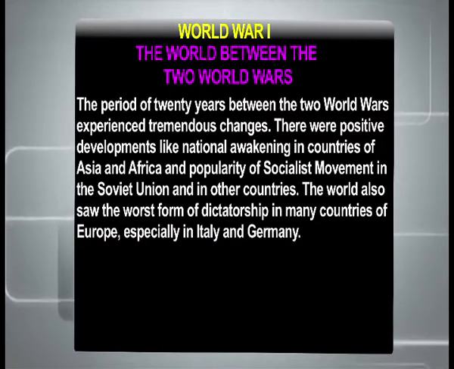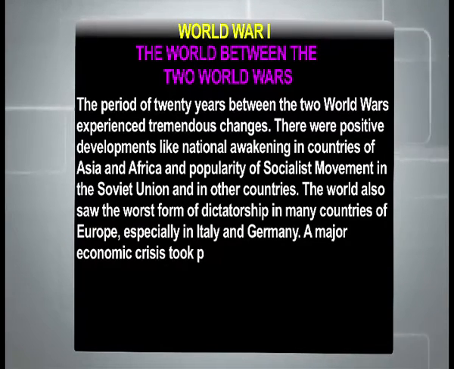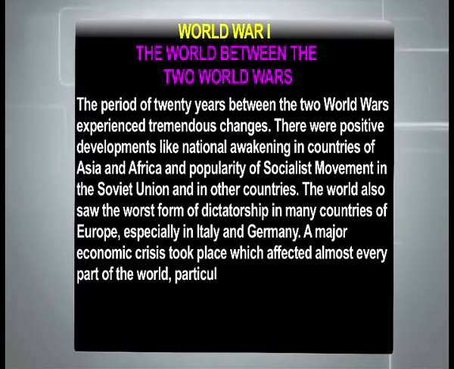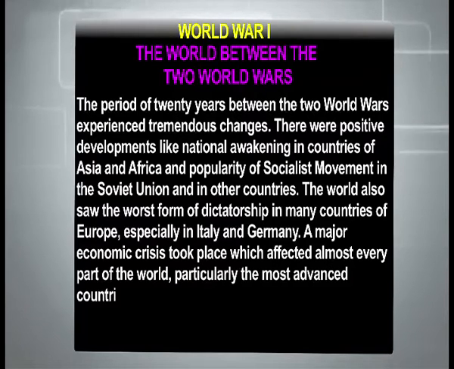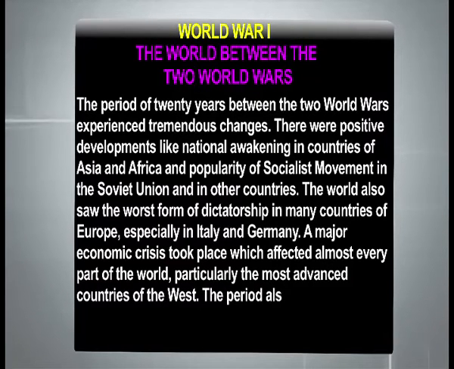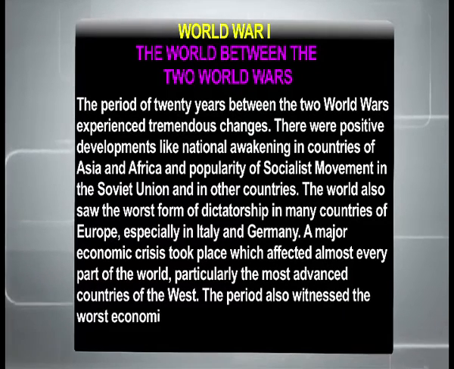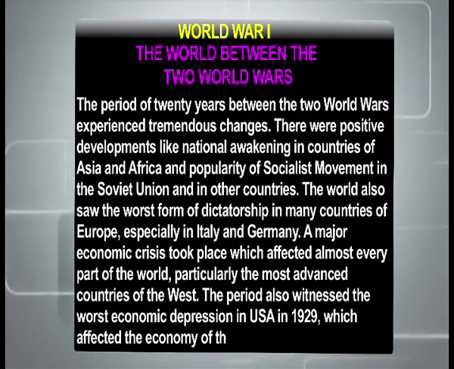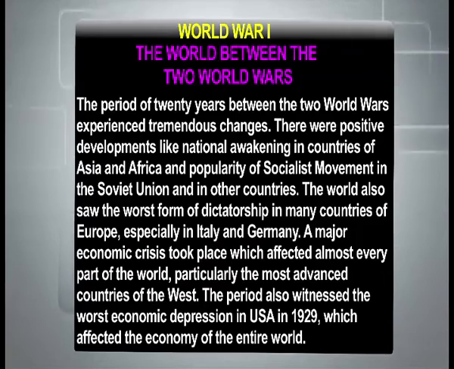A major economic crisis took place which affected almost every part of the world, particularly the most advanced countries of the West. The period also witnessed the worst economic depression in the United States in 1929. This depression affected the economy of the entire world. Now, let us see what were the causes for the growth of fascism and Nazism in Italy and Germany.